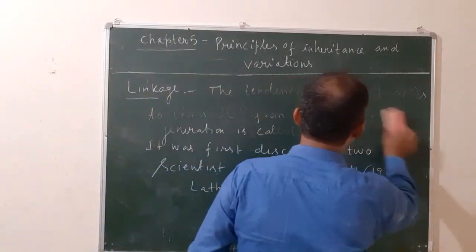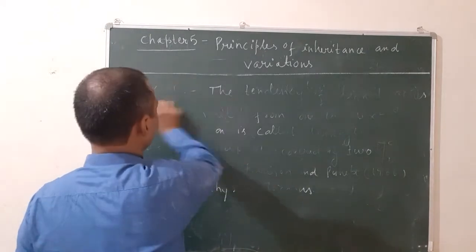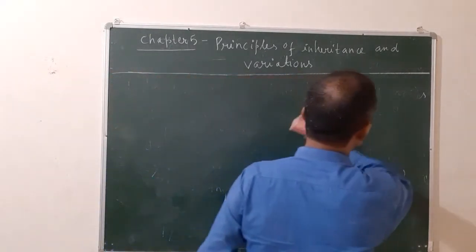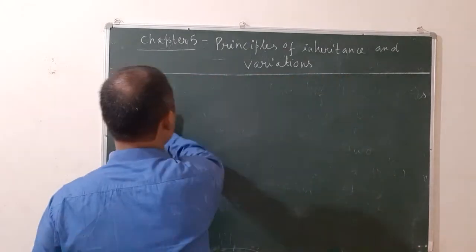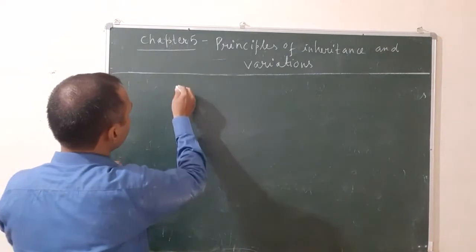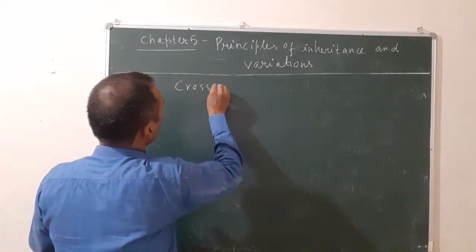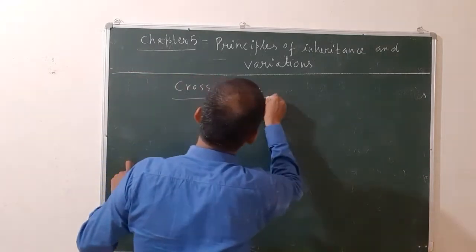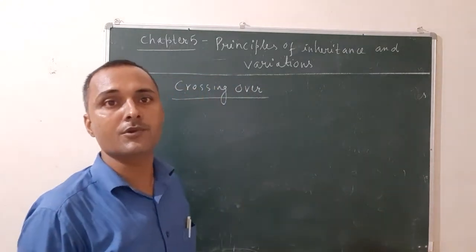Let us see what is crossing over and what is recombination. Then I will explain in detail the types of linkage, crossing over and recombination. Crossing over is a phenomenon of cell division during meiosis.